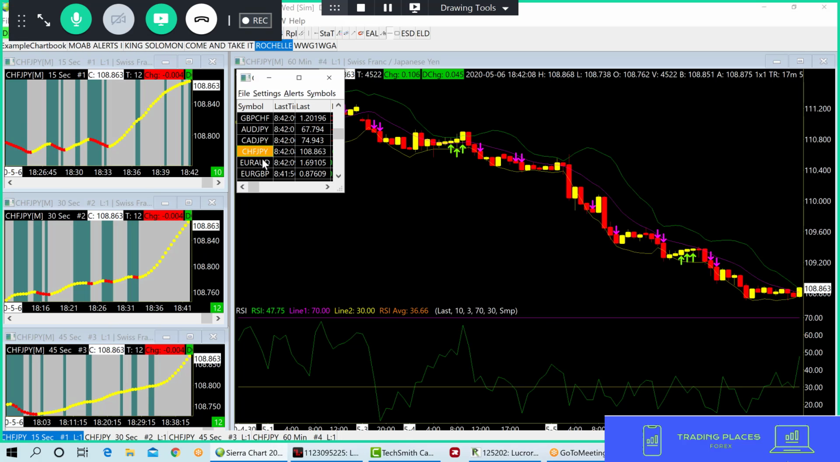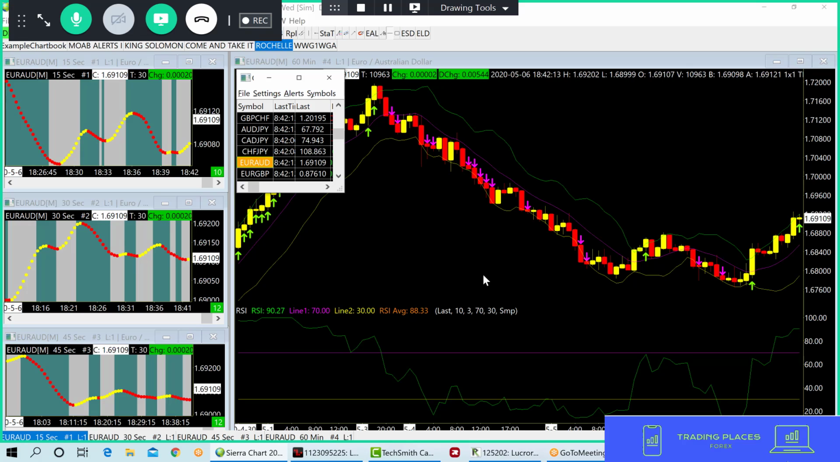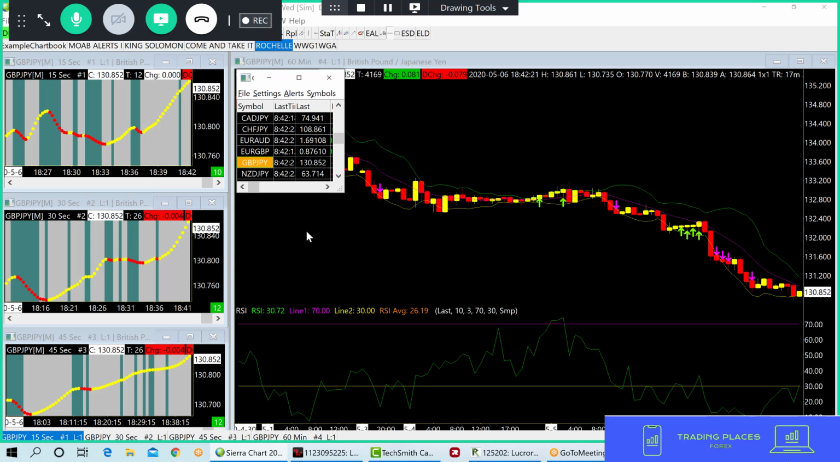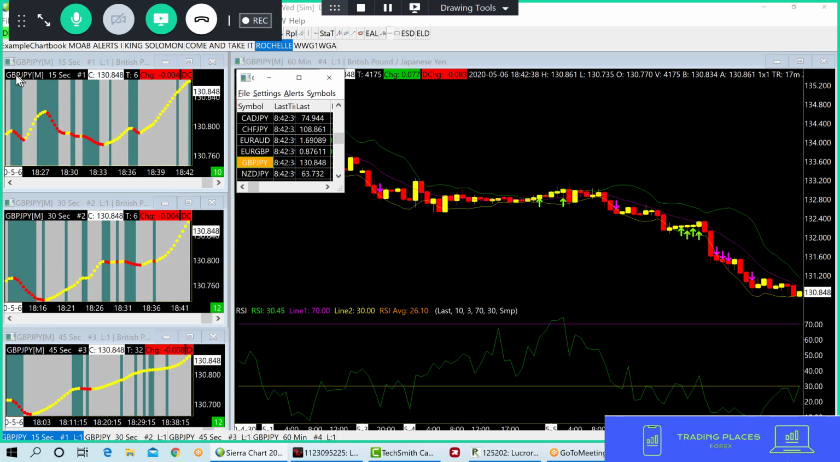Let's go to the next one. We'll let that move. Euro, Aussie dollar. It's kissing here. It's almost kissing here. There's no agreement. Go to the next one. Euro, pound. There's no agreement. Let's go to pound yen. Yeah, I don't like this one. It's kind of under the rope here. Yeah, there's not a lot. And it's also an exotic. So let's go to the next one.